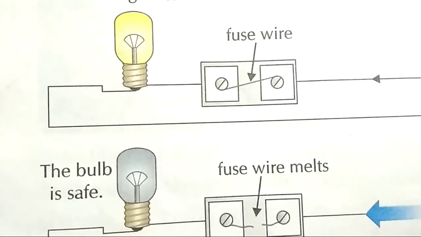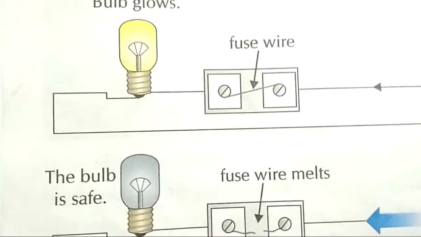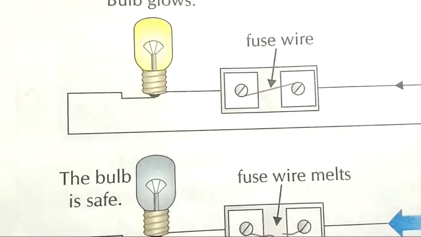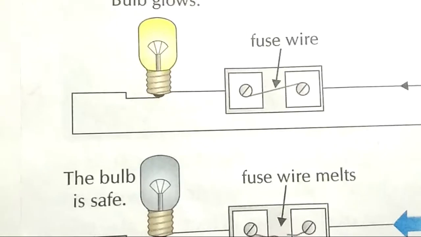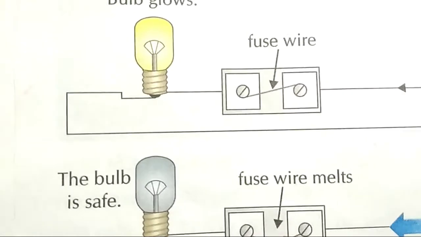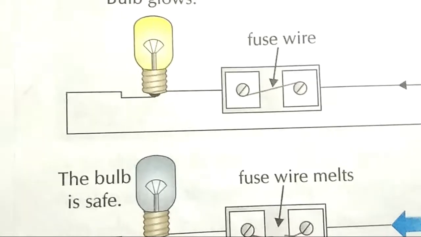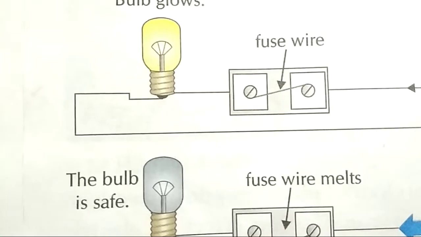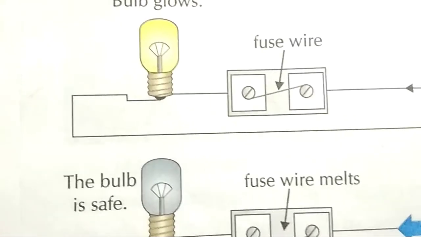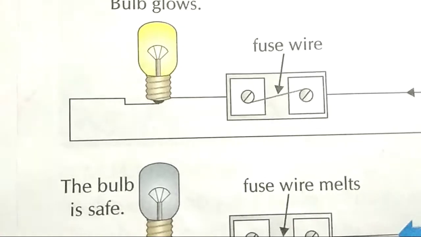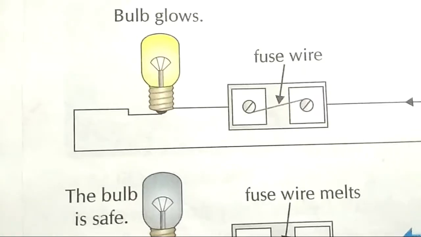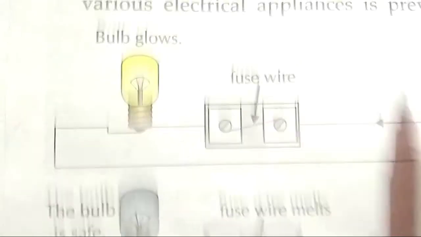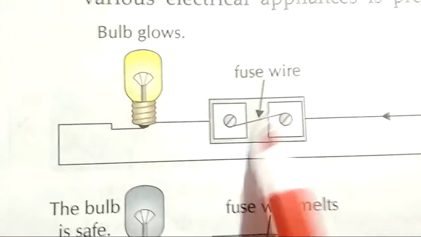Next is the electric fuse, which also works on the heating effect of electric current. An electric fuse is a safety device which breaks the electric circuit when there is an excessive flow of current in the circuit. It prevents damage to the electrical appliances and possible electric fire. An electric fuse works on the principle of heating effect of current. Here you can see this is a fuse wire.